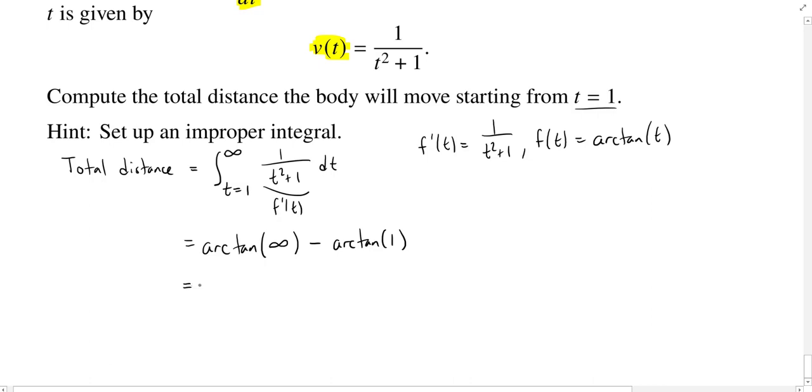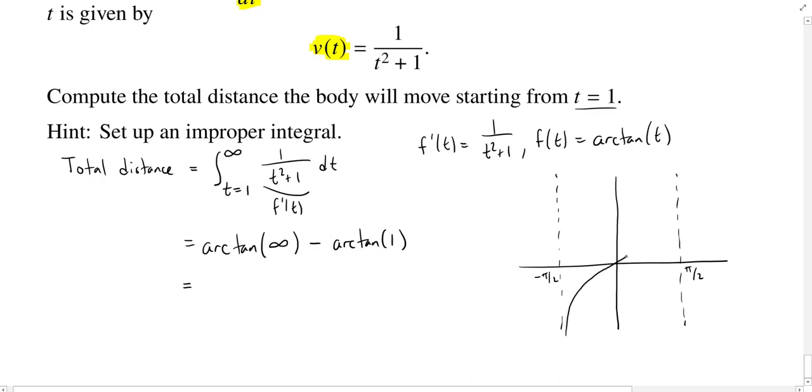So what about the arctan of infinity? Well, let's draw a graph of the tangent function. The tangent function is a periodic function. A period has length pi, and the first period in the middle goes between negative pi over 2 and pi over 2. And the graph looks a little something like that. So this is a graph of tangent of t.